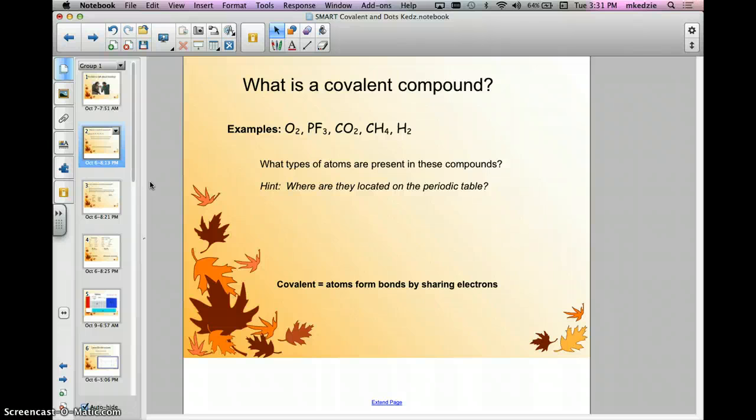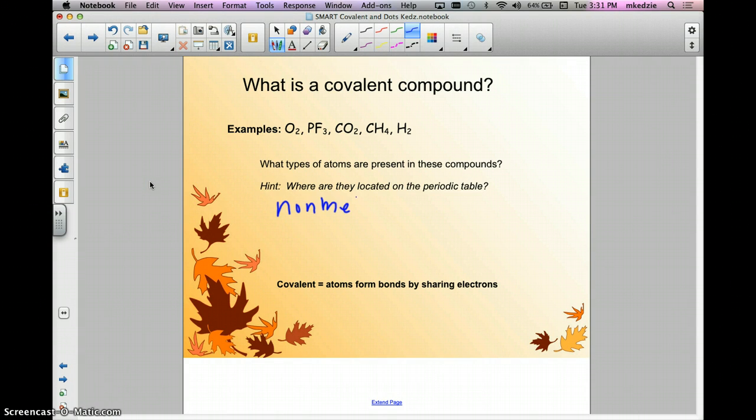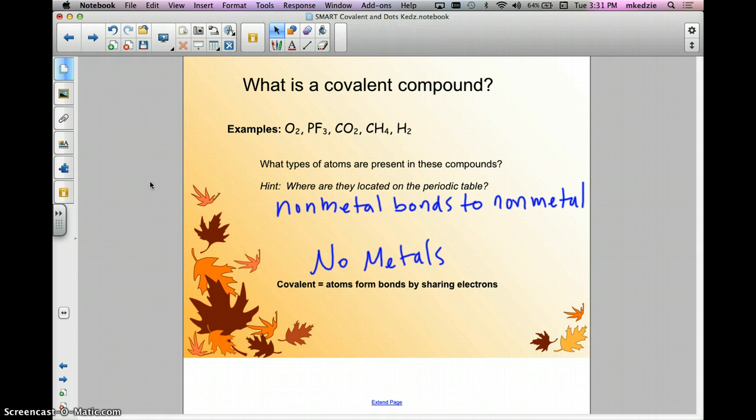And hopefully we remember that everything to the right of the staircase on the periodic table is what's called a nonmetal. Unless it's on that staircase, then it becomes a metalloid, but that's a whole story altogether. Anyway, everything we see here in our examples are nonmetals. So we have nonmetals bonded to nonmetal. That's what a covalent compound is. Nonmetal bonds to nonmetal. So we have no metals here. That's important. This is different than ionic.